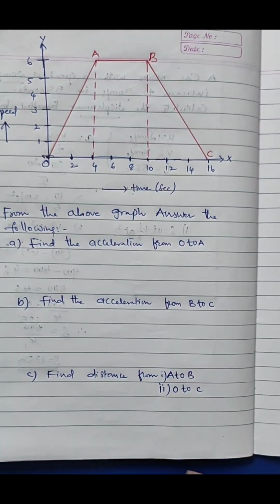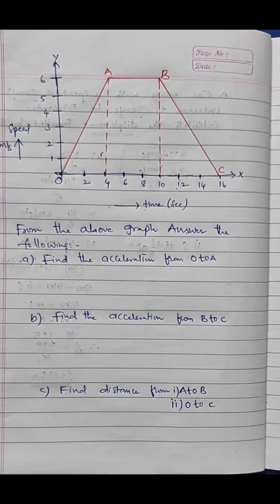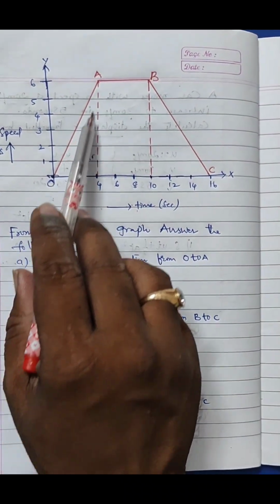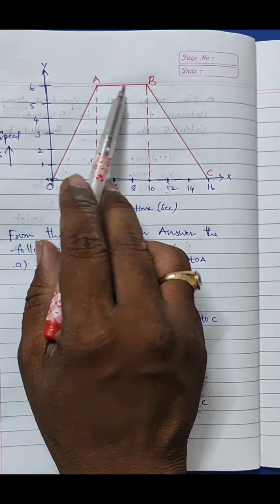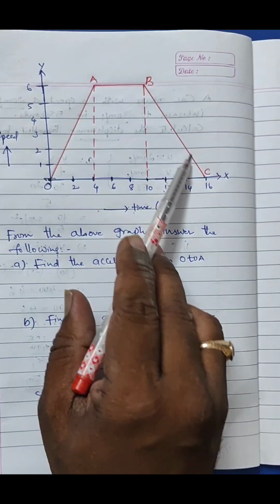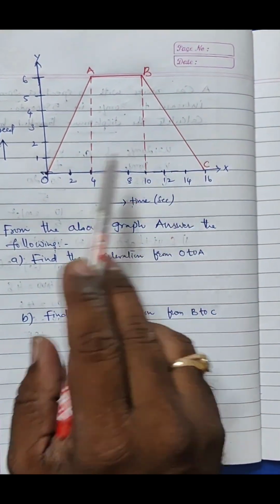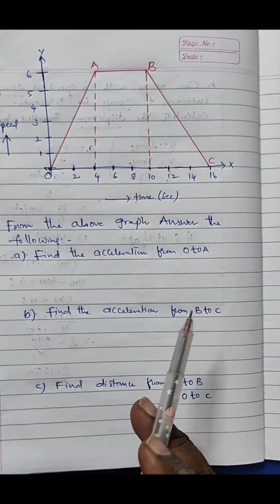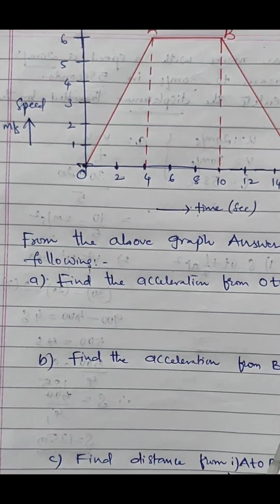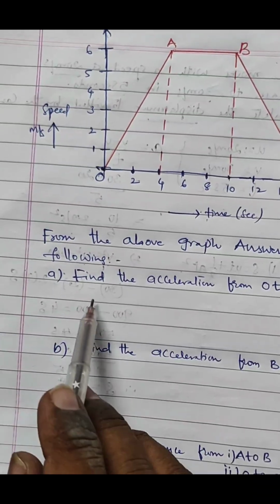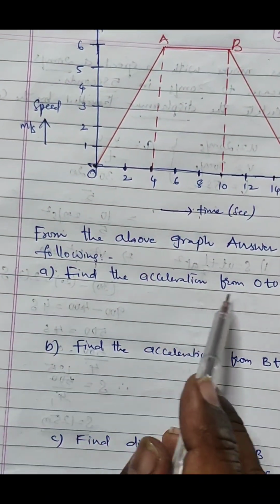retarding. So from this we can clearly understand that an object is moving with acceleration from O to A, then it becomes constant, and again it decreases its speed. So BC is called retardation, OA is called acceleration. Negative acceleration is called retardation. So the question is very clear: find the acceleration from O to A.